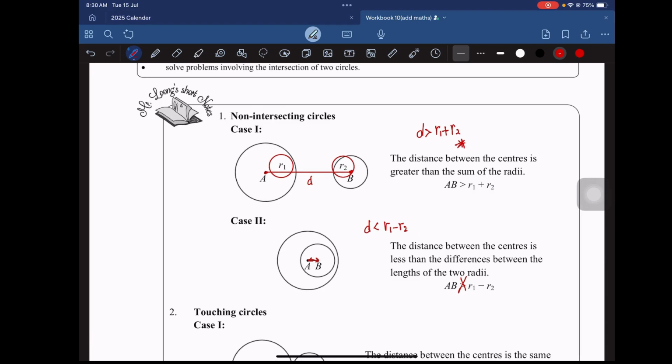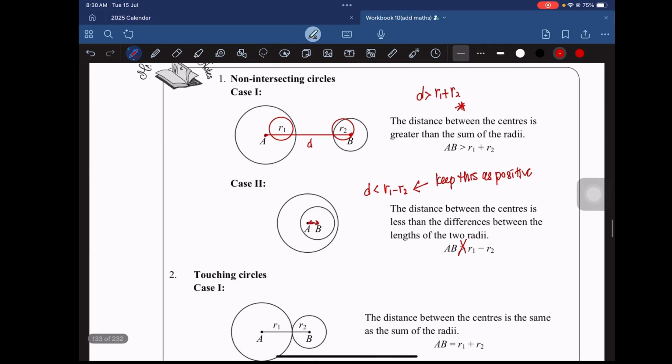Now guys, which one is R1, which one is R2, it doesn't matter. Which means that which one is the first radius or the second radius, it doesn't matter. But you must always remember, you have to keep this as positive. So you will take the larger one minus the smaller one. Okay, that's the first thing.